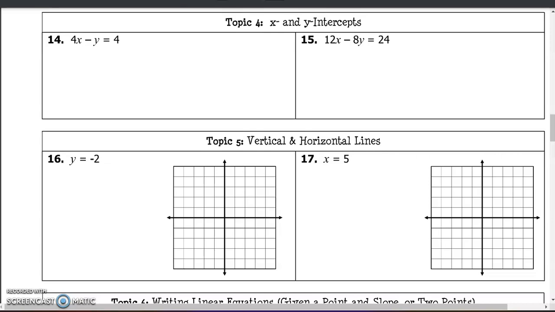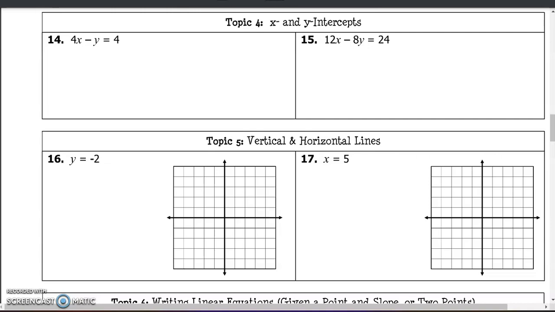All right, so for 14 and 15, we're doing x and y intercepts. So that's where you're going to solve for either x or y when you change the other variable to 0. So for x intercepts, we're going to change y to 0.